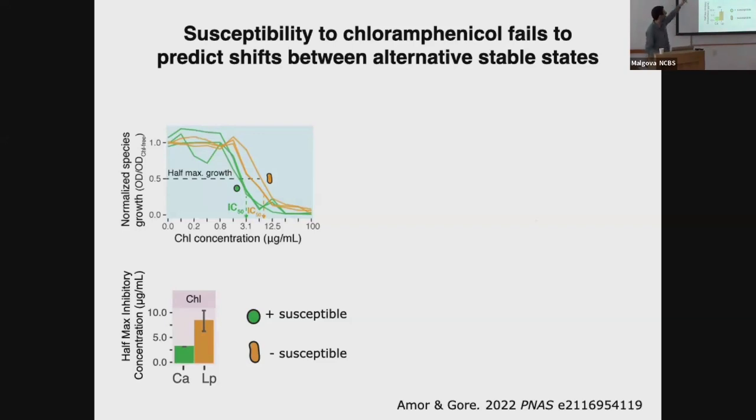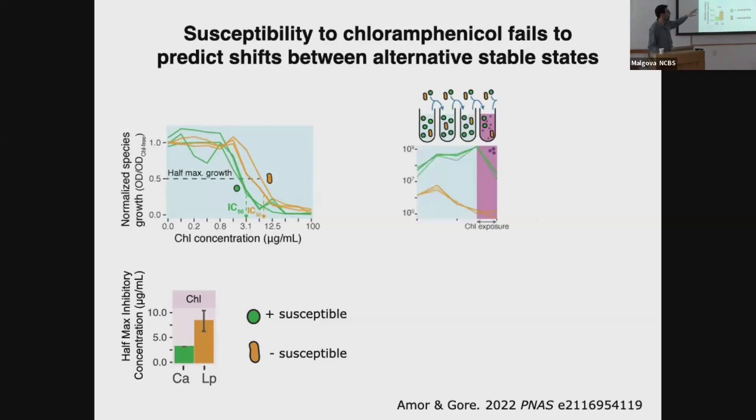And we would expect that we can then use this antibiotic to induce a switch between the stable state of the competition that is dominated by the green microbe towards the orange microbe. But we did this experiment, and this is not what happened. We exposed them to chloramphenicol for 24 hours, and the community responds to the perturbation, but after we remove the antibiotic, the green microbe was able to recover and take over the community again.